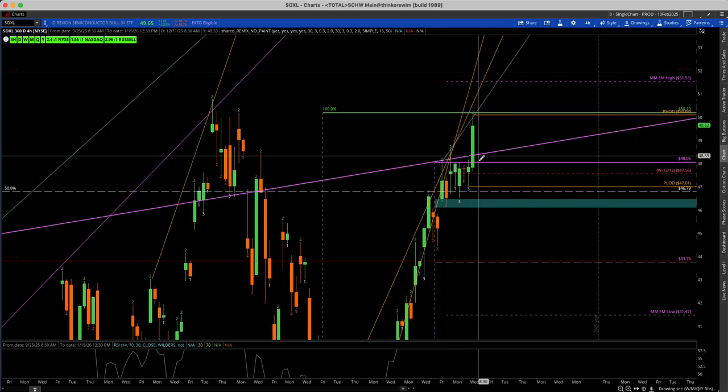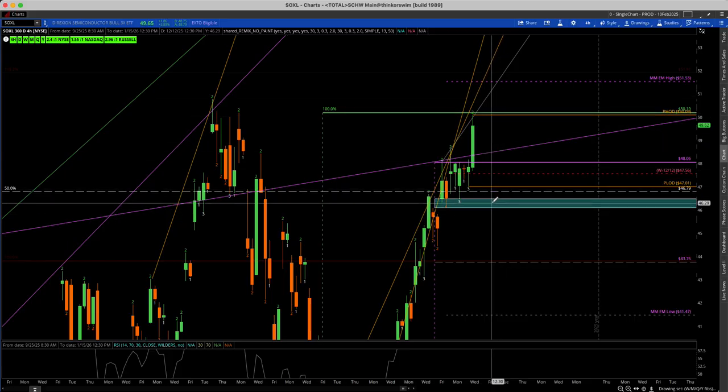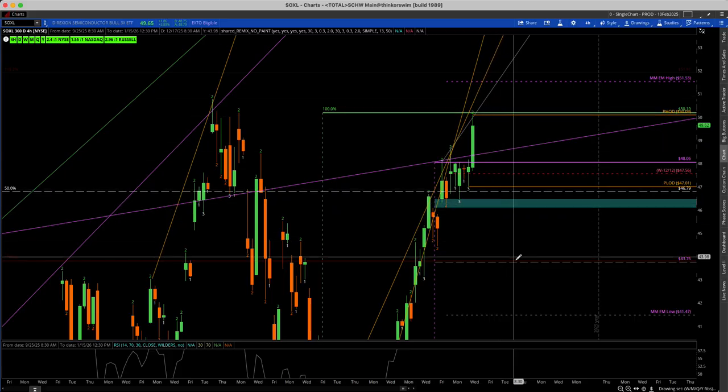So if we do get that pullback, look for another bounce off of there. And if we're not able to bounce off of there, then obviously it's showing its strength as a point of resistance. And we're going to look to fill this gap, maybe even go by the end of the week and retest last week's 50% level.